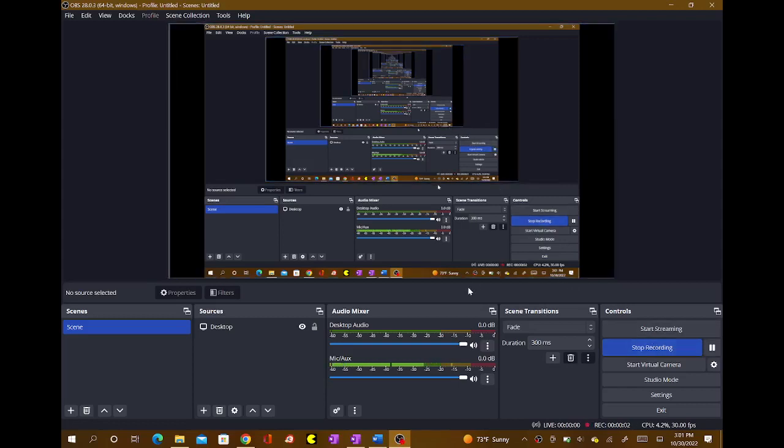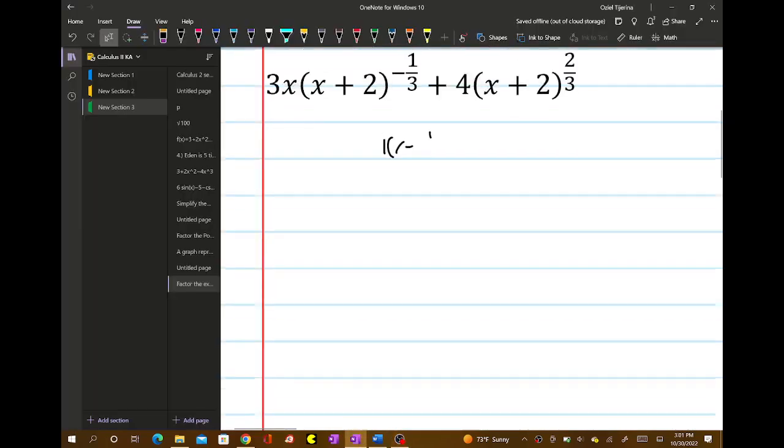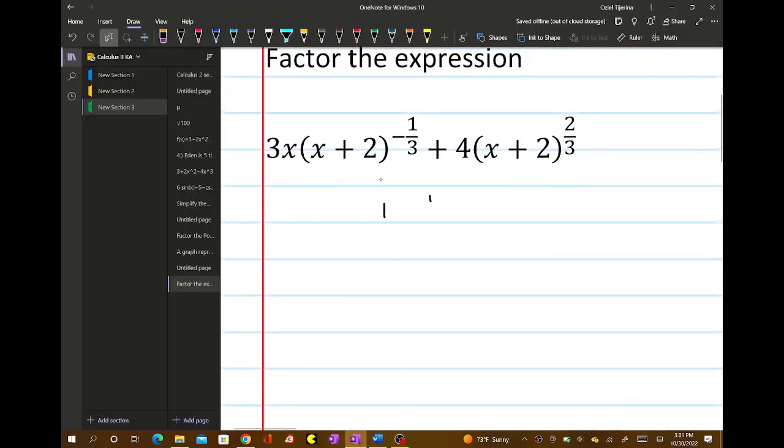Okay, so hi guys. In this video, I'm going to factor the following expression. These are a little bit more complicated than the last ones that we were doing. Notice that we have an x plus 2 in common here, and also a fractional exponent of -1/3 and 2/3.